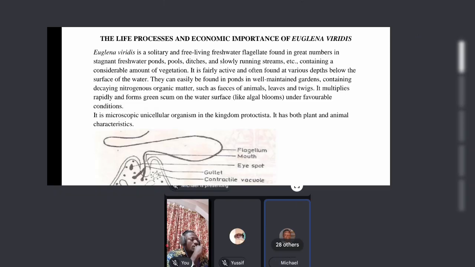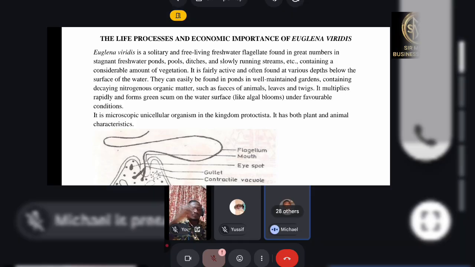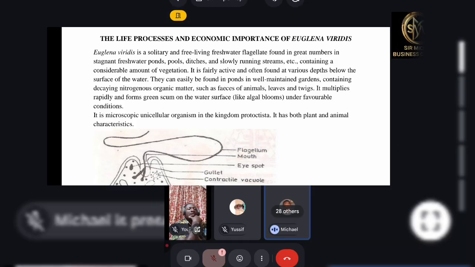All right. So Euglena viridis. That is the scientific name, or binomial nomenclature. You can see this is typed, so we have italicized it. Euglena here is the genus name, and viridis is the species name. So put together, we refer to it as Euglena viridis.